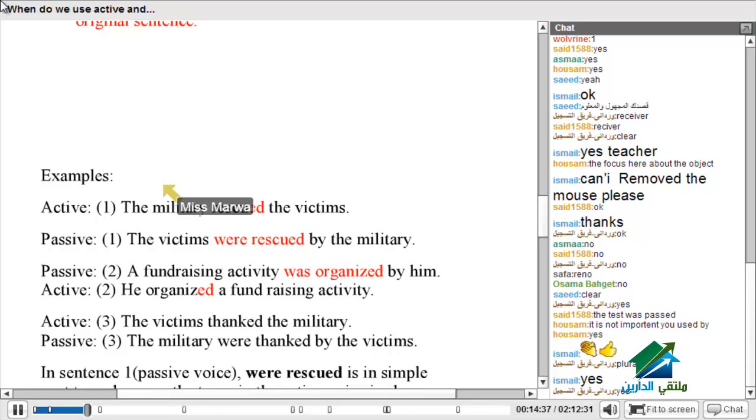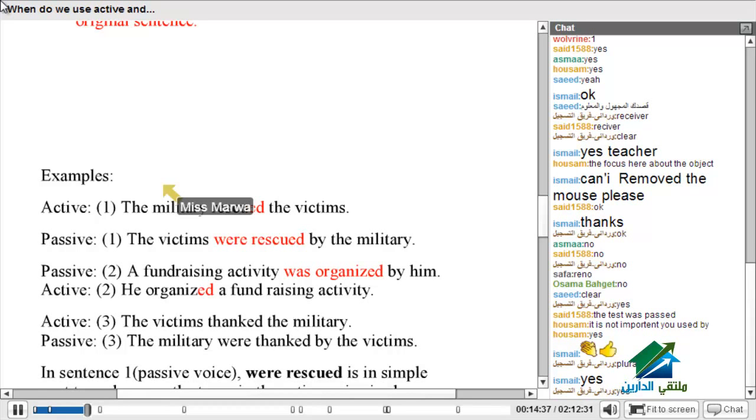Another one. Passive. Fundraising activity was organized by him. And this is passive voice. What about changing it to the active voice? He, اللي هو احنا جبنا ال word اللي بعد by خليناها هي تكون مين؟ تكون subject. Yes, yes. He organized fundraising activity. It's okay. Another one. The victims thanked the military. This is active. What about being passive? The military were thanked by the victims. طيب لو أنا مش مهم أو it's not important to mention the victims, so I'll stop here. The military were thanked. It's okay?